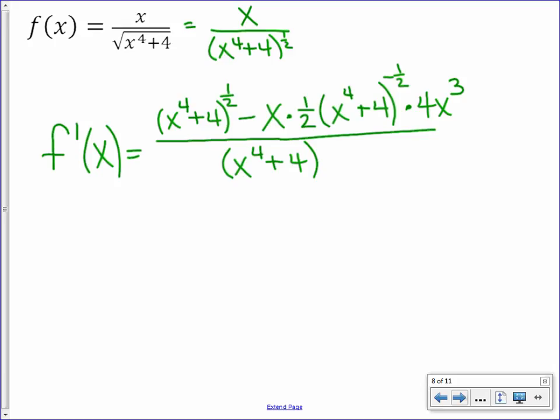So do you notice how we have x to the fourth plus 4 to a power, x to the fourth plus 4 to a power? Now, they have different powers. Do you agree? What I'm going to do, because negative powers are kind of uncomfortable, I'm going to factor out the negative power. So if I factor out x to the fourth plus 4 to the negative 1/2, if I divide it out of this one, what is the power that's left over? 1.